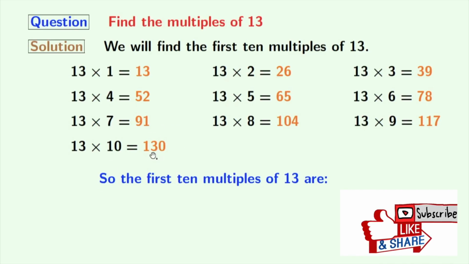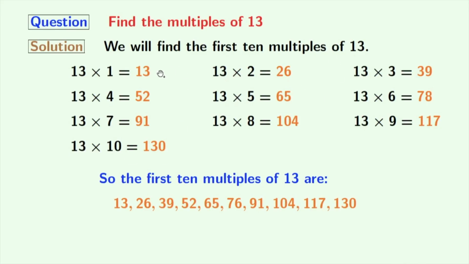So here are the first 10 multiples of 13, which are 13, 26, 39, 52, 65, 78, 91, 104, 117 and 130. Following the same way, you can find more multiples of 13 also.